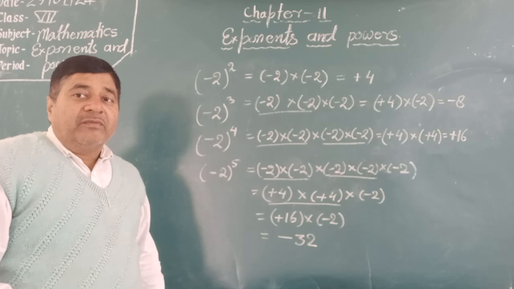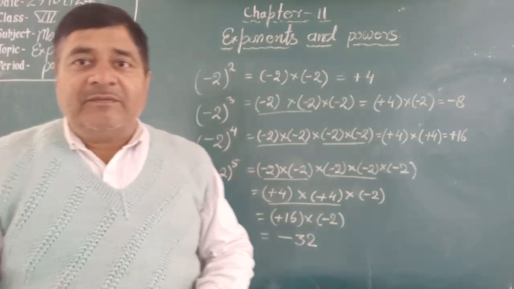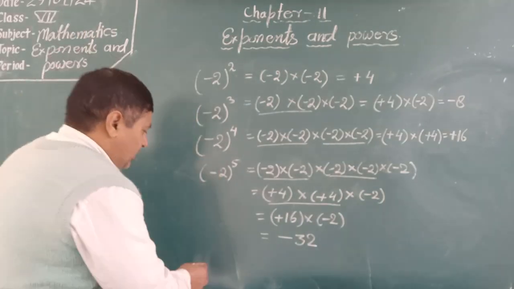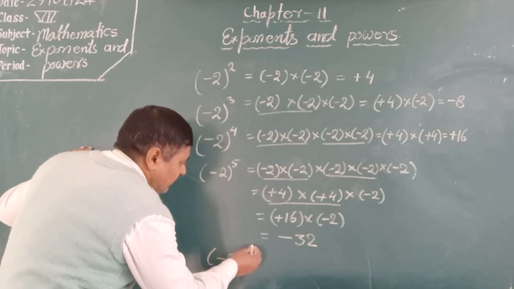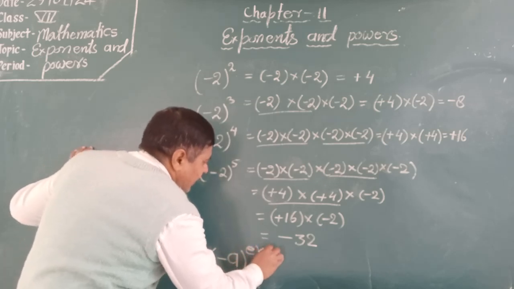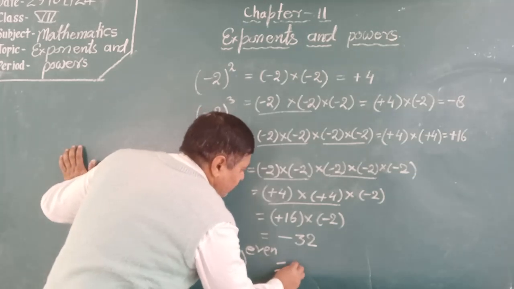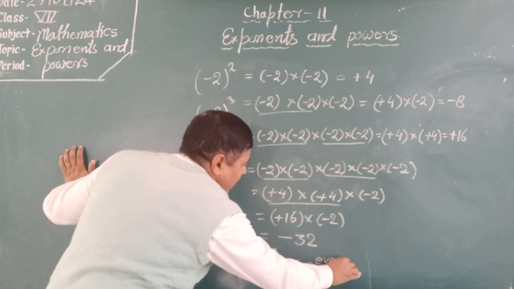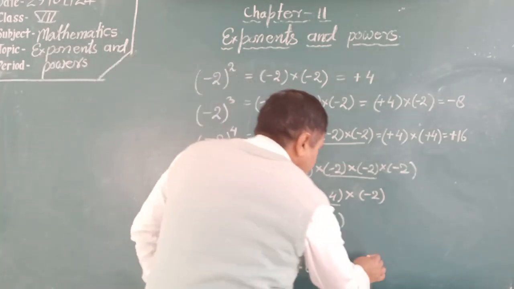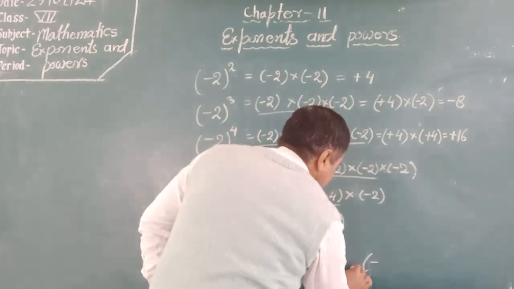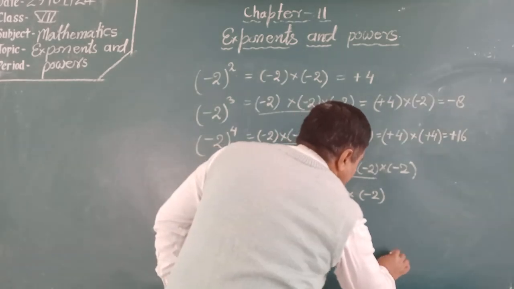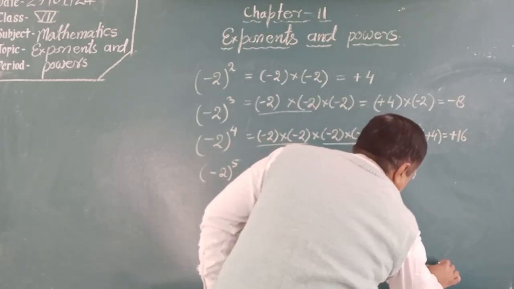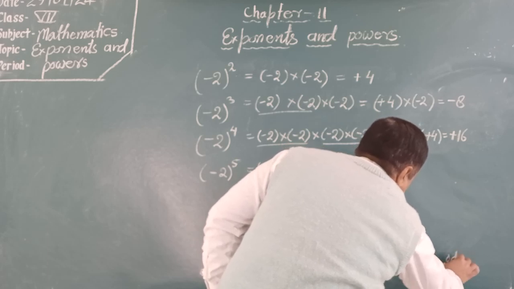So what conclusions do you find out? The conclusion is that if your base is negative and the exponent is an even number, then the result is positive. Okay, and if your base is negative and the exponent is odd, then you obtain a negative value.